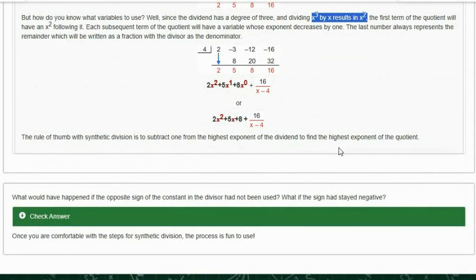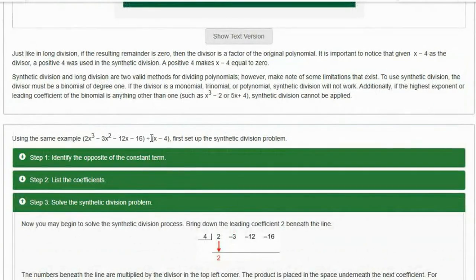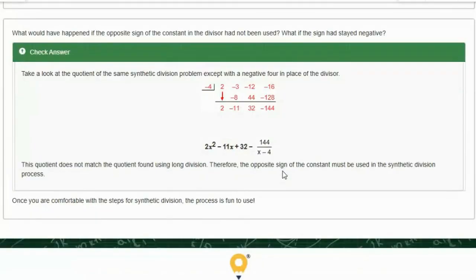What would have happened if the opposite sign of the constant divisor had not been used? What if we divided by negative 4? Because it says, oh, this is x minus 4. I'm going to divide by negative 4. Well, we'd have ended up with an entirely different answer, which would be wrong.